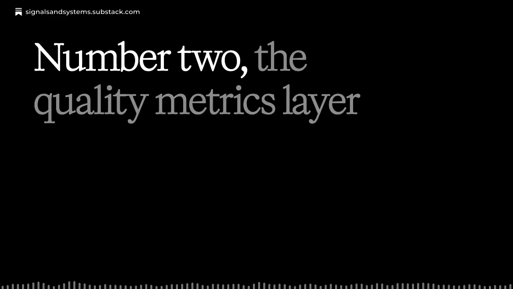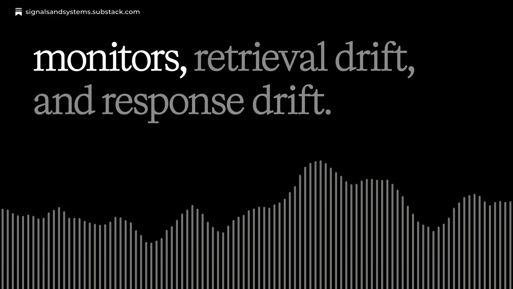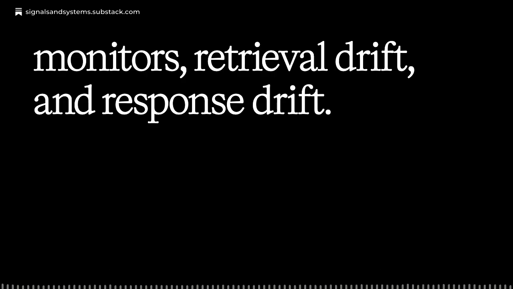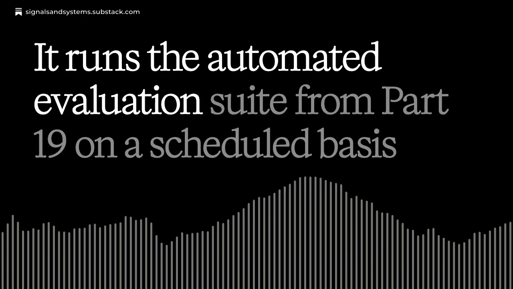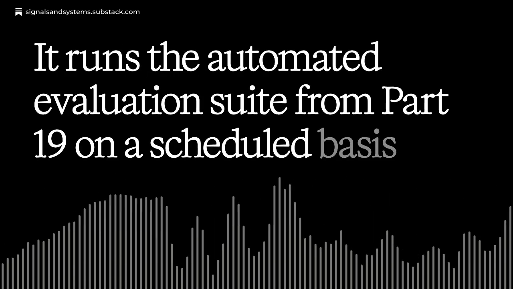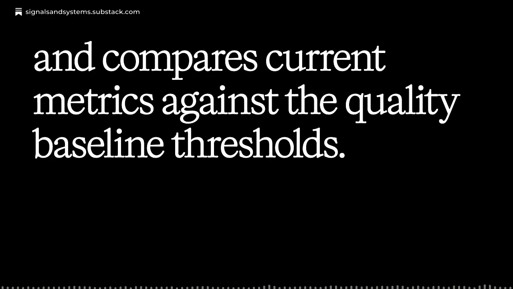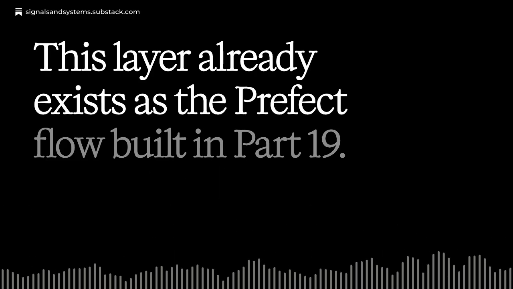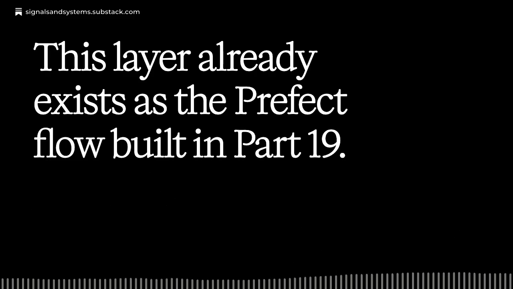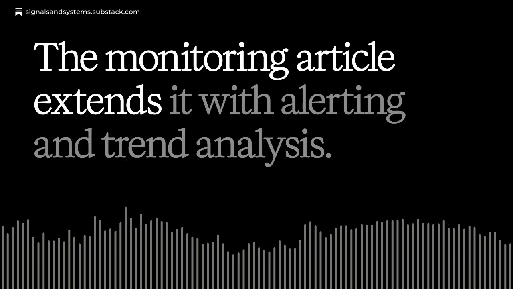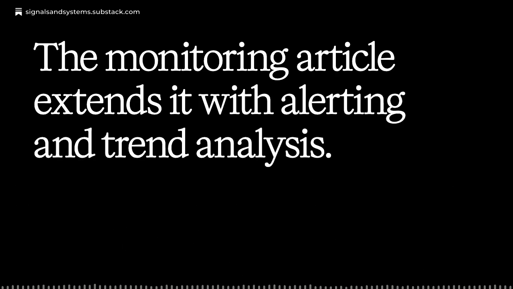Number 2. The quality metrics layer monitors retrieval drift and response drift. It runs the automated evaluation suite from Part 19 on a scheduled basis and compares current metrics against the quality baseline thresholds. This layer already exists as the Prefect flow built in Part 19. The monitoring article extends it with alerting and trend analysis.